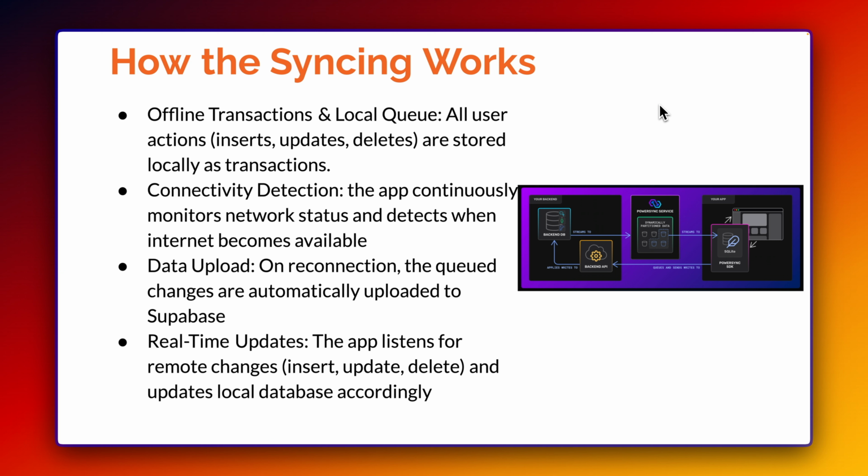Now let's think how this syncing needs to work, right? Because there's lots of things that need to be happening behind the scenes to ensure a super responsive, super rewarding user experience. So first, offline transactions and local queue. All users' actions, inserts, updates, deletes are stored locally as transactions. Then connectivity detection. The app continuously monitors network status and detects when internet becomes available. On reconnection, the queued changes are automatically uploaded to Supabase.